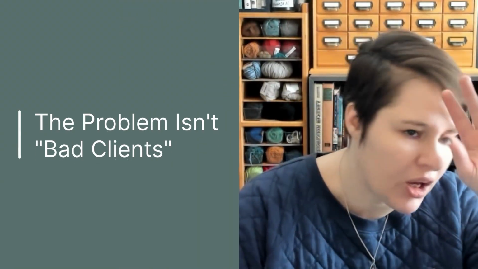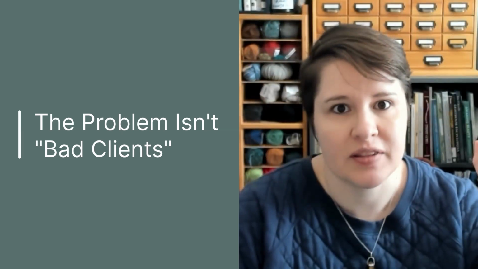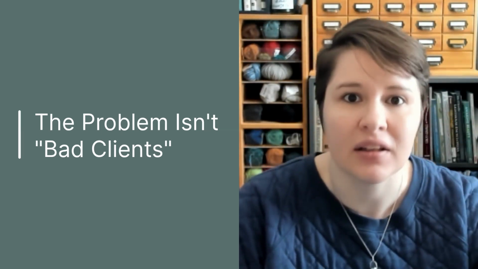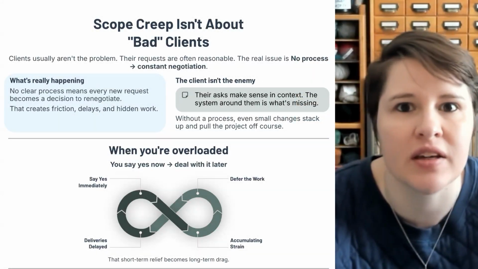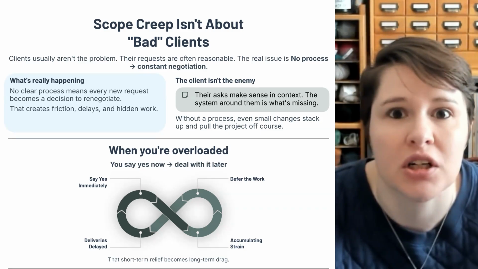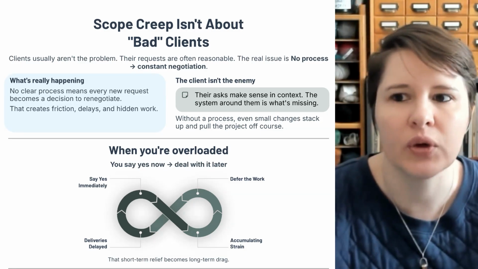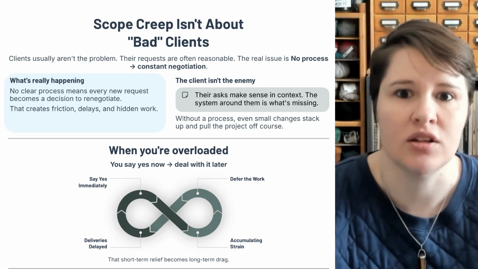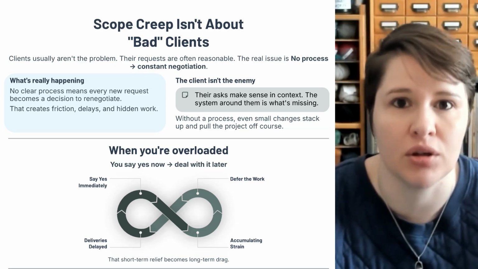Now, I want to be really, really clear about this. Scope creep is not happening because of bad clients. These requests from clients are entirely reasonable. They're not trying to take advantage of us. They're asking for what they need in the moment. They have their own sets of constraints and limitations and stressors and pressure. It's all understandable. The real issue is that without a process, every scope change becomes a real-time negotiation that you have to do.